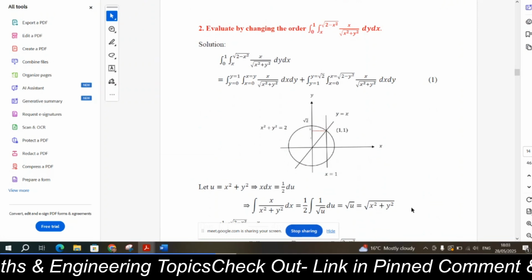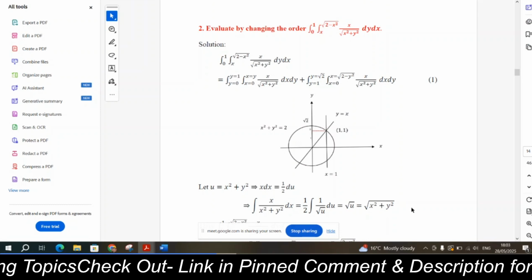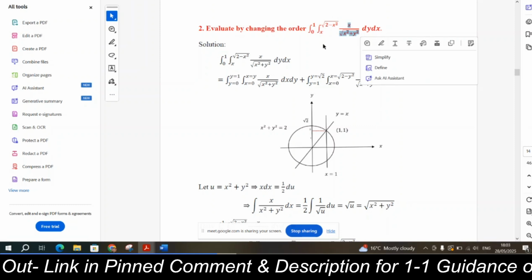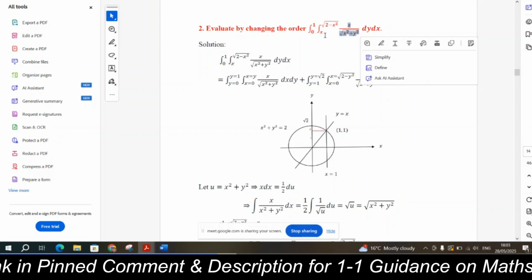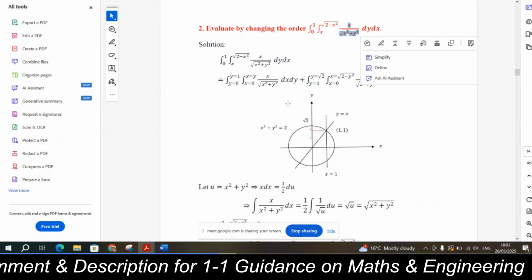Okay, you have to solve this particular question. Shall we proceed further? Yes, sir. Okay, evaluate by changing the order: 0 to 1, x to root of 2 minus x square, x upon root of x square plus y square dy dx. Okay, again, you can ignore this particular part. You will be focusing on only the limits.